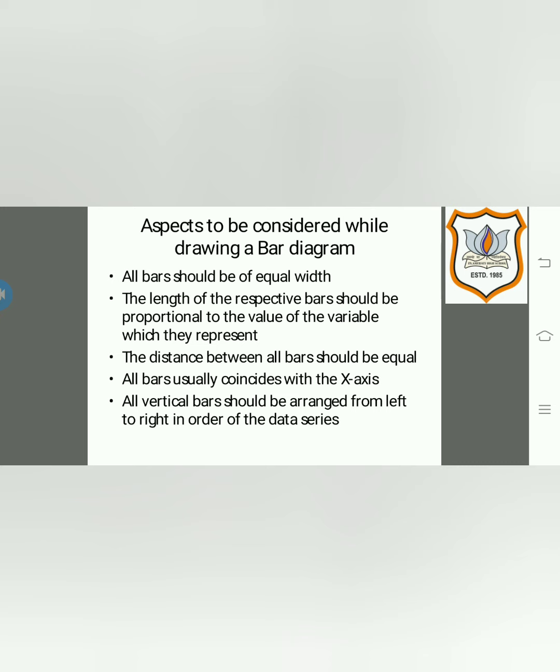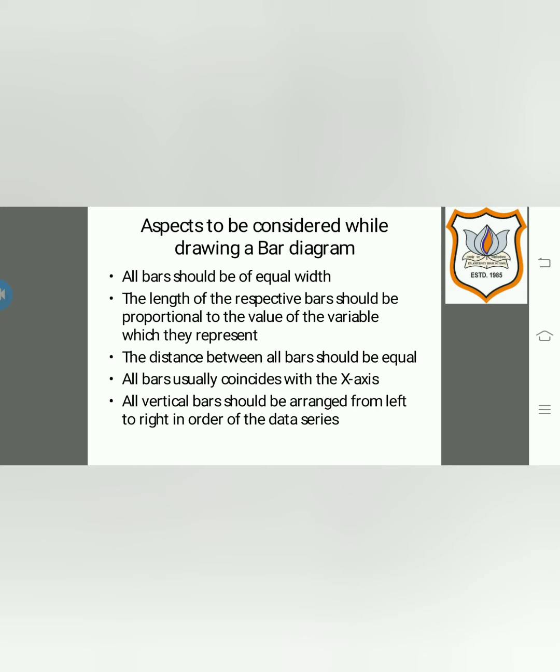Aspects to be considered while drawing a bar diagram. What points are to be kept in mind when we are drawing a bar diagram? So first point is that all bars should be of equal width. Usually the width of the bar does not represent any data, and therefore all bars should be of equal width.